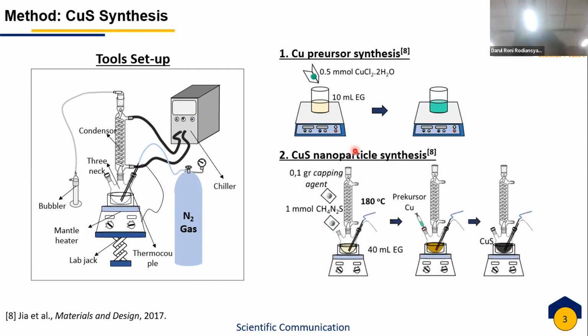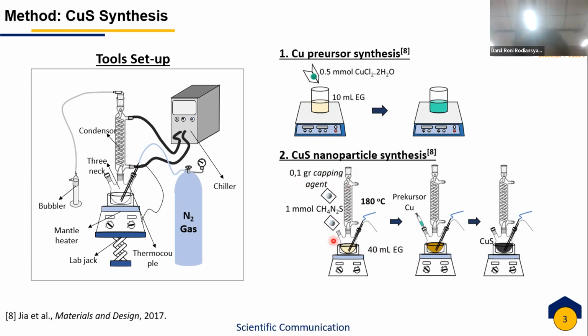The synthesis was started by dissolving 1 millimole urea and 0.1 gram capping agent in 40 milliliters of ethylene glycol. Here I use polyvinylpyrrolidone, or PVP, as the capping agent. After everything is dissolved, the solution is flowed with nitrogen gas to adjust the synthesis condition. This process is known as bubbling or degassing.